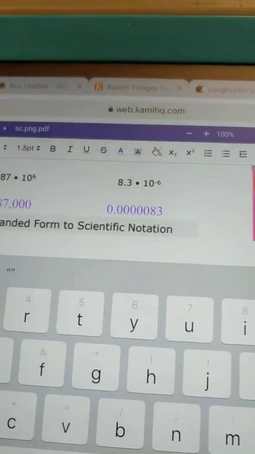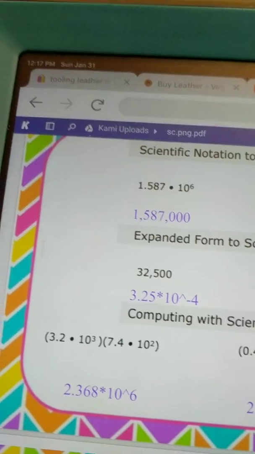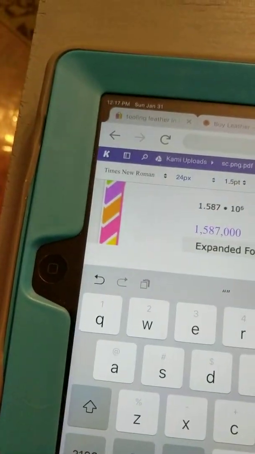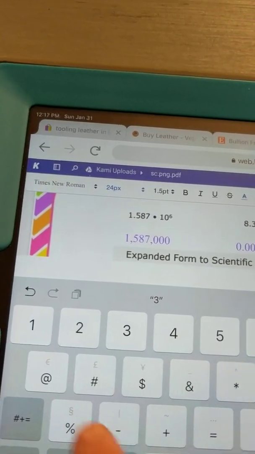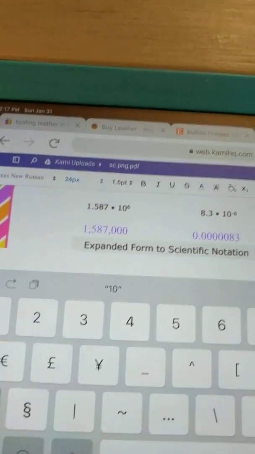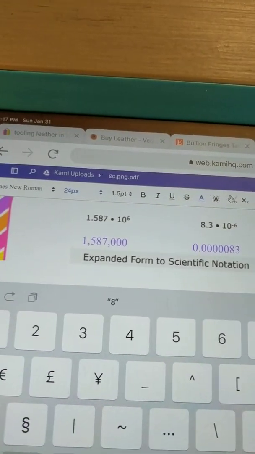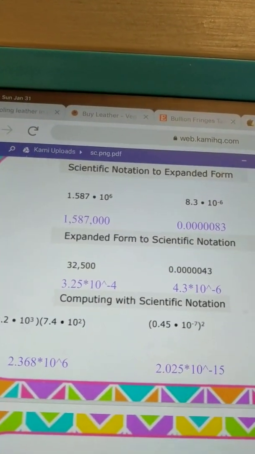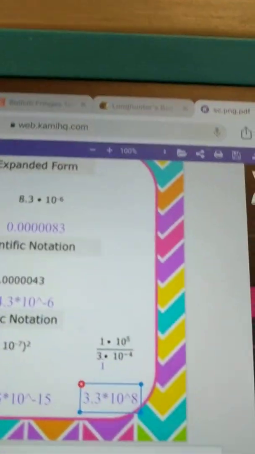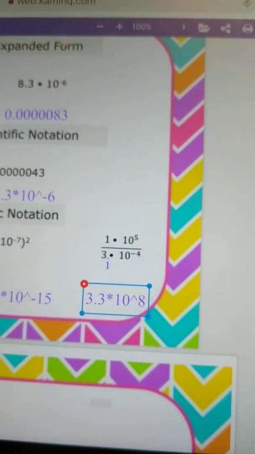Okay. So it would be 3.3 times 10 raised to the 8th power. Okay. So that's what our answer would look like.